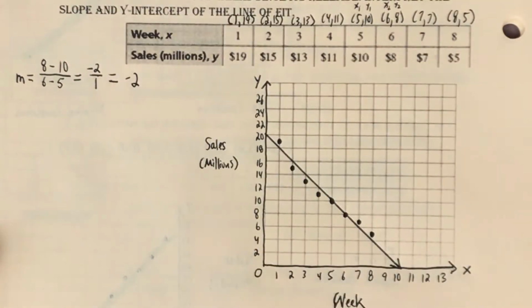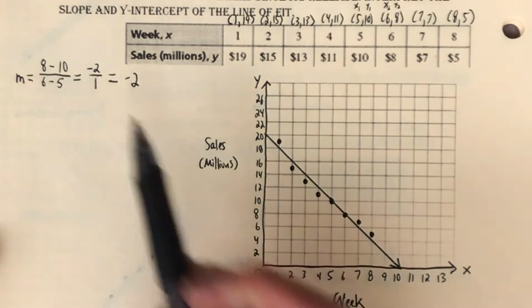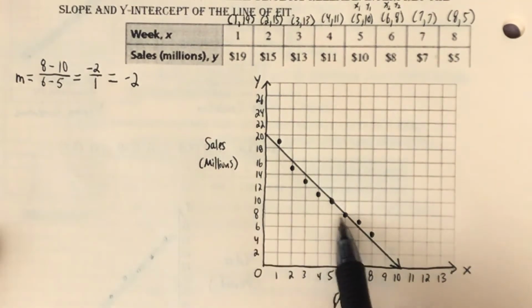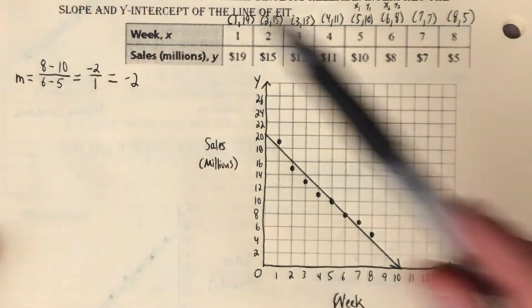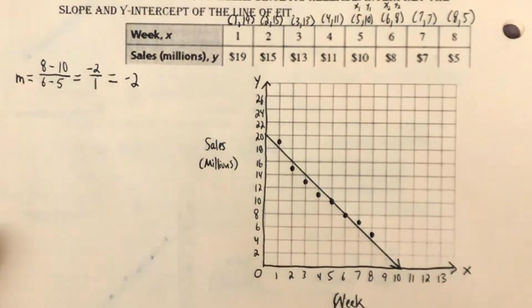So my slope is negative 2 on this line of fit. Once I've got that information, I now have slope and a point on the line. Actually, I have 2, but I only need to use 1. And I can plug that into my point-slope form, y minus y1 equals m times x minus x1. So I'm going to do that.